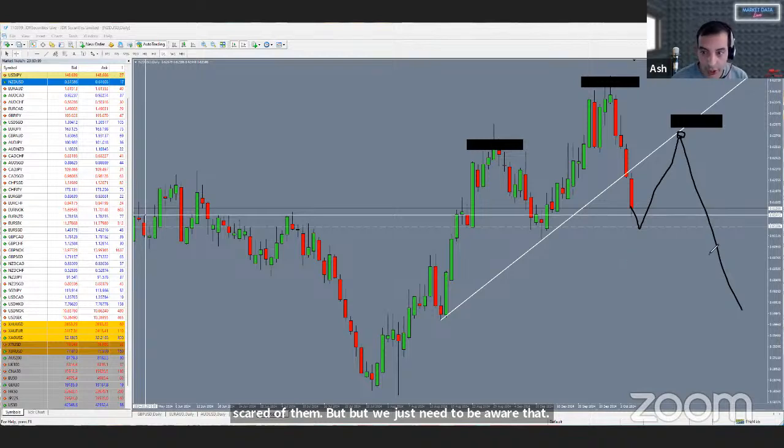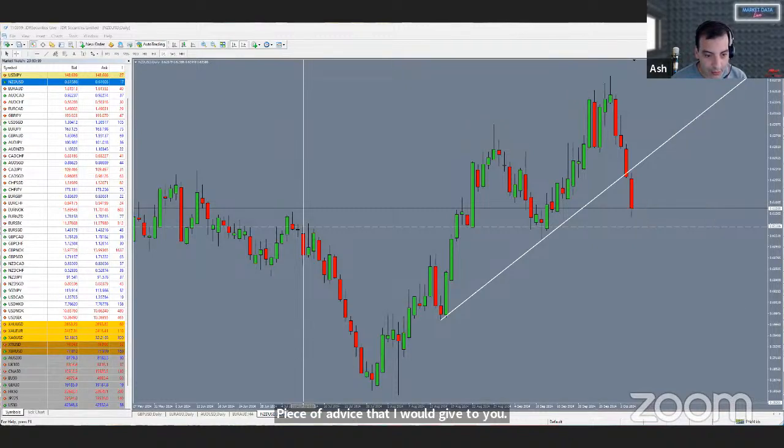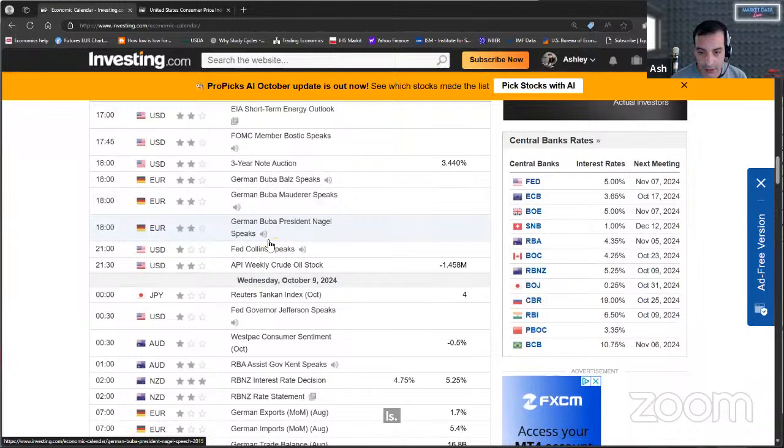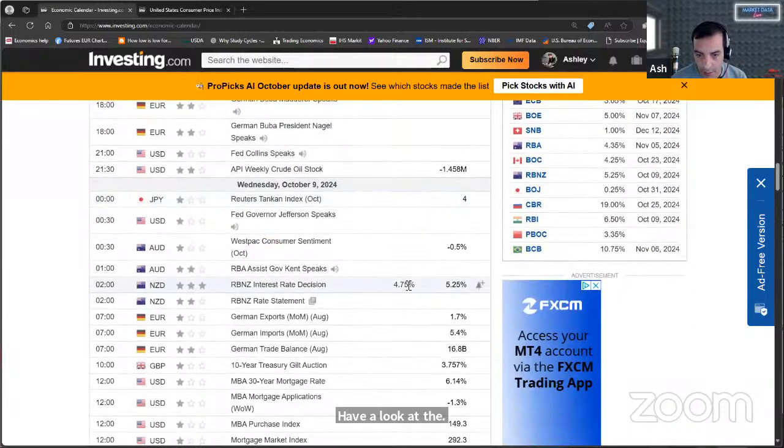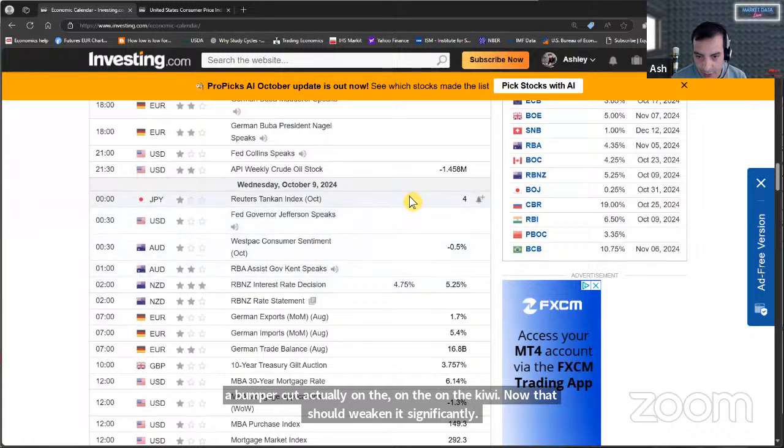So when you're looking at economic data points coming up, the first piece of advice that I would give to you is to have a look at the, oh my goodness me, they're looking at a bumper cut actually on the Kiwi. Now that should weaken it significantly. So Wednesday, be careful of the Kiwi this week.